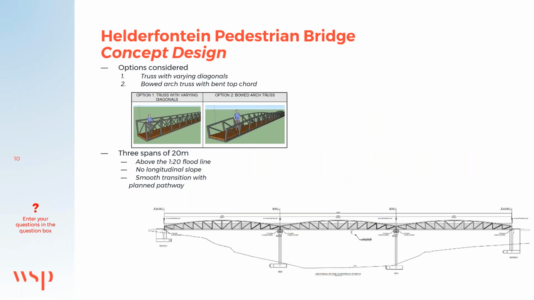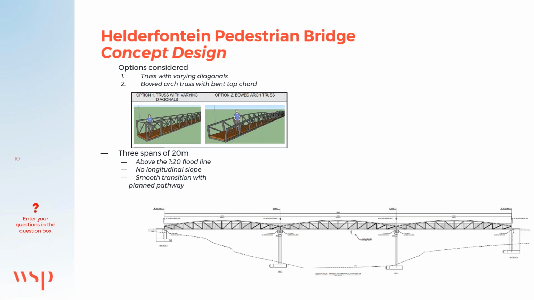Further to the concept design, there were various options considered for the bridge. Firstly, we considered a truss with varying diagonals. Secondly, we considered a bowed arch truss with a bent top chord. The second option was slightly more expensive. However, upon discussions with the clients, it was the chosen option due to its aesthetic appearance.